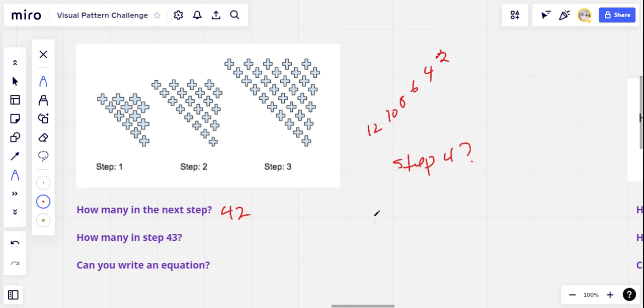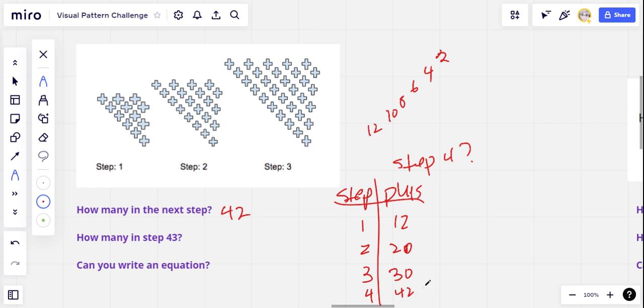If you're not quite sure, I think the step to take is just to analyze the numbers in a chart. So we're going to do that. I'm going to make the step number and the number of plus signs. In step 1, that is 12. In step 2, that's 8 more, so that's 20. In step 3, that's 30. And in step 4, we're predicting 42.